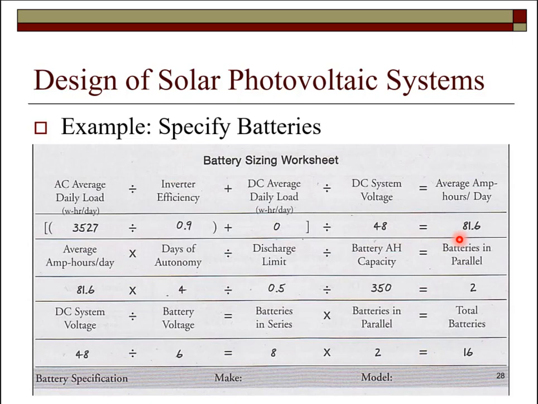We multiply the average amp hours per day by the days of autonomy, divide by the discharge limit of 0.5, divide by the battery given amp hours of 350 to arrive at 2 batteries in parallel. We divide the system voltage 48 by the voltage battery of 6 to arrive at 8 batteries in series times 2 batteries in parallel gives us a total of 16 batteries.